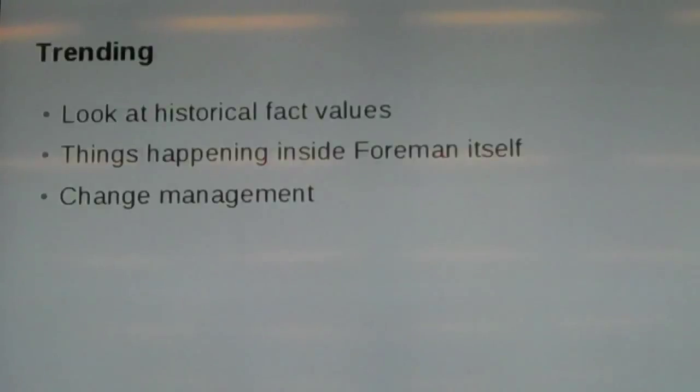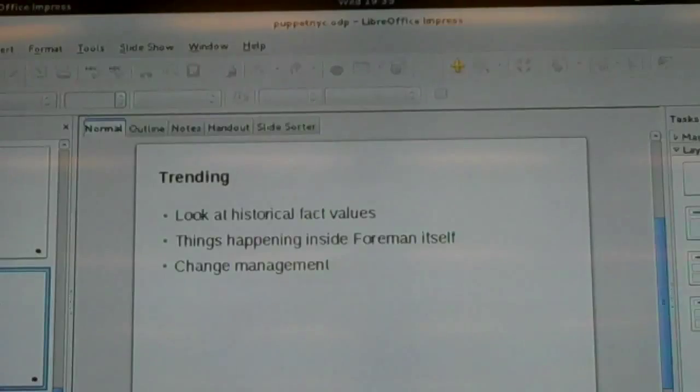All right. So the last big thing in 1.1 that I'm going to talk about is trending. And this was written almost completely by a community member, so this is really cool because it's a pretty big feature. Basically, this is what I talked about before, where you can look at historical values of facts or historical values of compute resources. So you can say, hey, we had all these hosts on EC2, and suddenly we're moving over to our OpenStack cluster. And as I said, things happening inside Foreman itself, so where stuff's getting provisioned, and do change management via these trends.